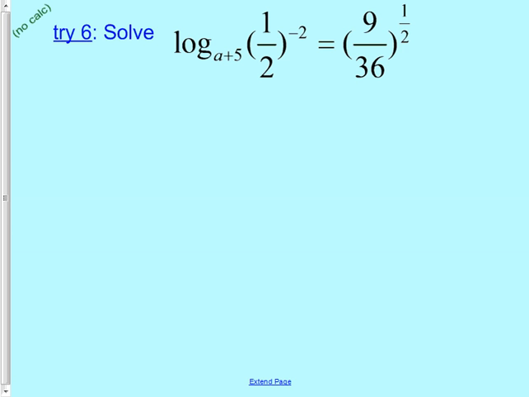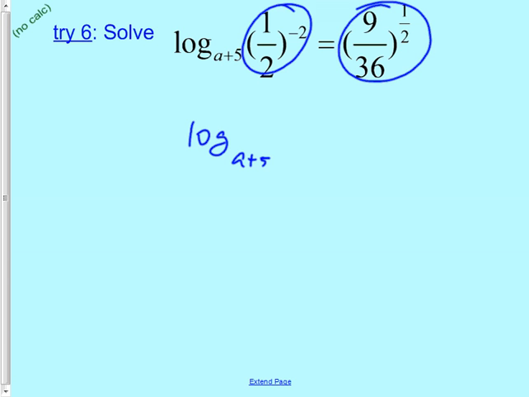Okay, one little piece at a time. Do you get that that really means 4? Did you get that this really means square root of 9 is 3/6, also known as 1/2? So really, it's not that scary. It's just log base a plus 5 of 4 is equal to 1/2. It starts by being 3/6, and you reduce it to 1/2.